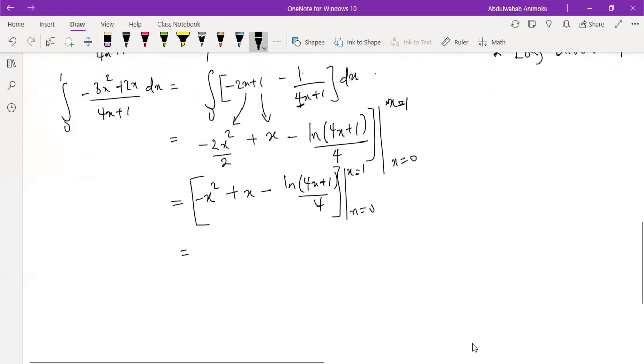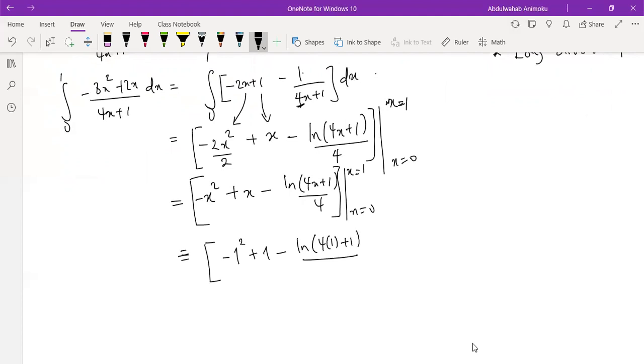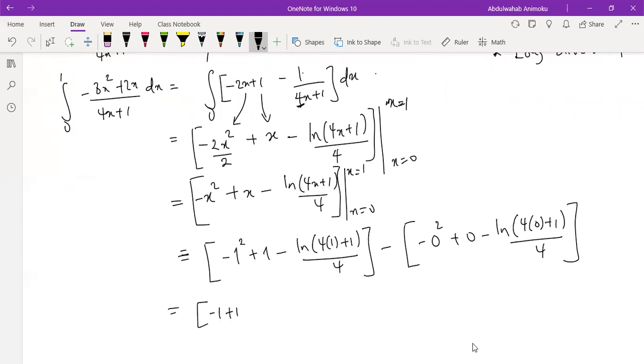At 1, what do we get? At 1, we have minus 1 squared plus 1 minus ln of 4 times 1 plus 1, all over 4. Minus, at 0, 0 squared plus 0 minus ln of 4 times 0 plus 1, all over 4. Now evaluate this. This is minus 1 plus 1 minus ln 5 over 4. Evaluate this. This is 0 plus 0, so it's just minus ln 1 over 4. So what does this give us? The first one will give us minus ln 5 over 4. The second one will give us plus ln 1 over 4.